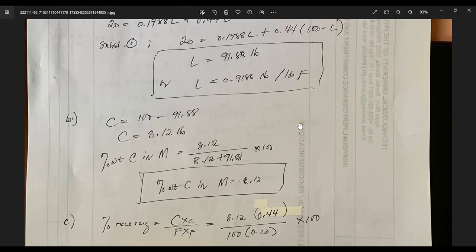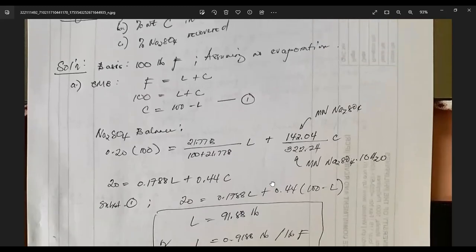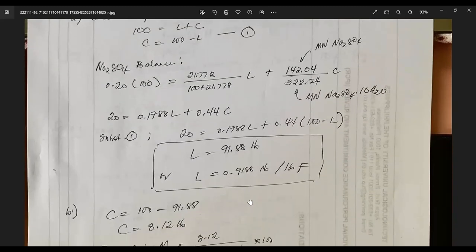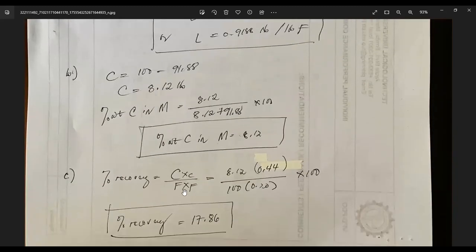Now, as for recovery, you use material balance for recovery. How much of the sodium sulfate present in the feed was recovered in the crystals? So your denominator must be the total amount of sodium sulfate present in the feed, and the numerator is how much of the sodium sulfate is present in the crystals.